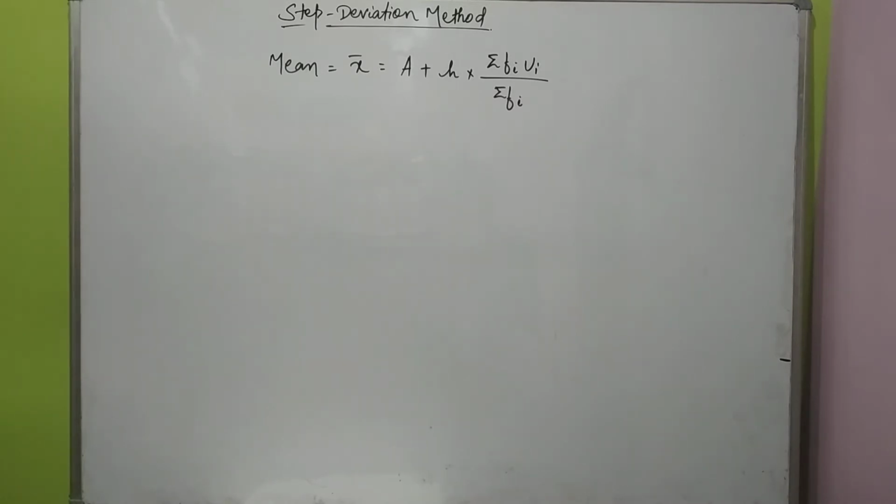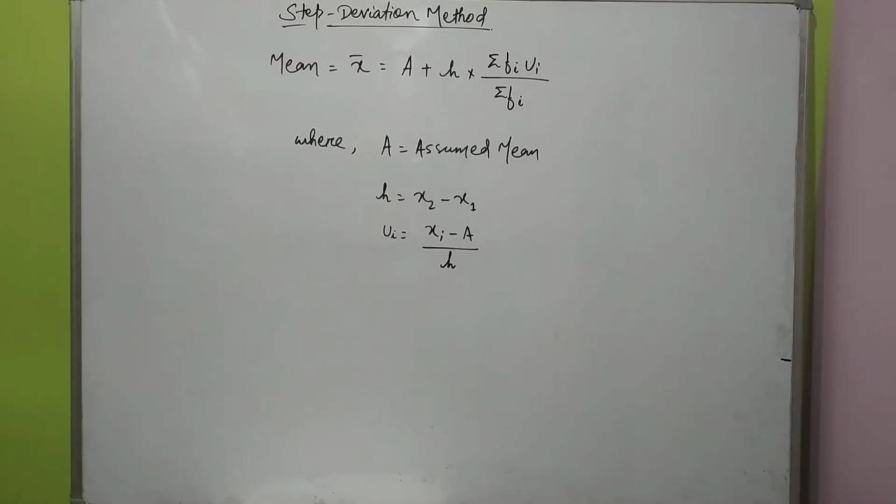So as you can see, in the step deviation method, the formula for the mean is given as A, that is the assumed mean, plus H multiplied with sigma fi ui upon sigma fi, where A is our assumed mean, H is equal to x2 minus x1, and ui is equal to xi minus A divided by H. Let us see one example to find the mean using the step deviation method, which is also called the shortcut method.